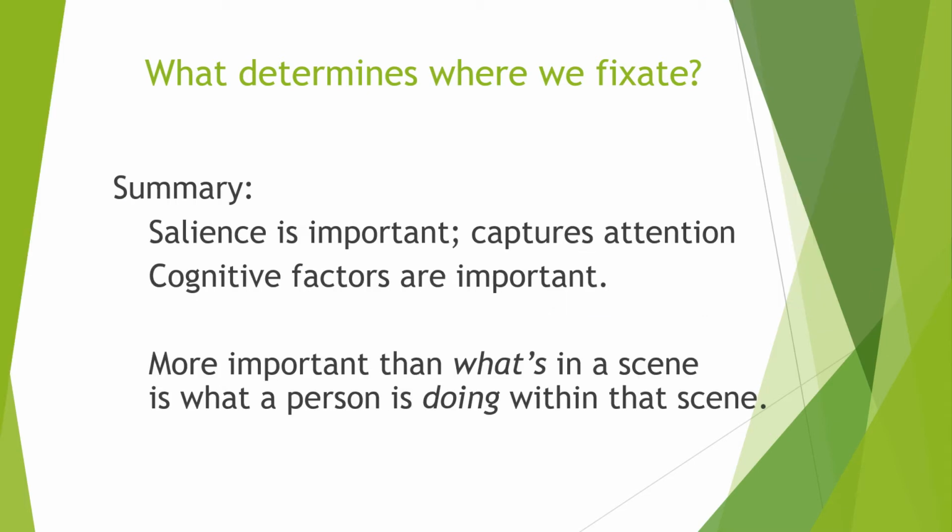Summarizing all of this so far, salience is important. It captures our attention. Cognitive factors are important. We have this scene schema. We have expectations from semantic regularities. But what's more important than what's in a scene is what a person is doing within that scene. So my goals, my tasks, and my task-related knowledge can really drive my eye movements and where I fixate as well.